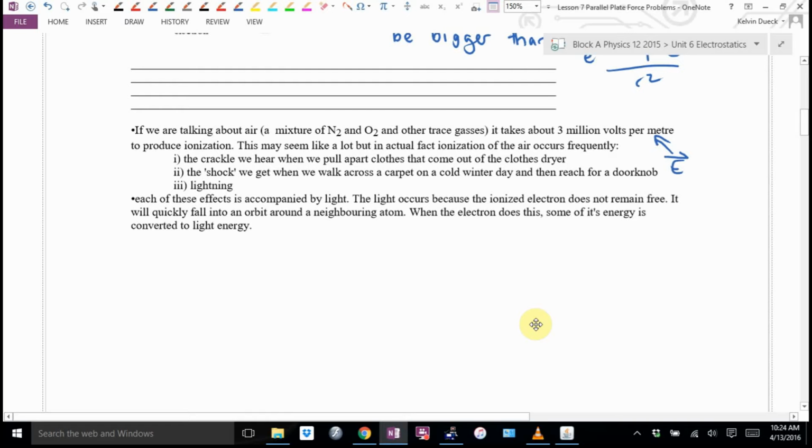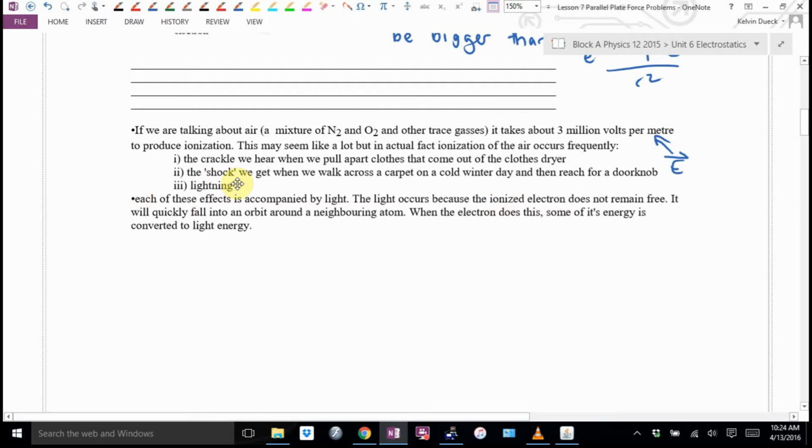The light occurs because that ionized electron does not remain free. It's got higher energy. It wants to fall into the shell of a neighboring atom. And to do that, some of its energy has to go away. Law of conservation of energy. It gives off a photon of light. Light is a form of energy.